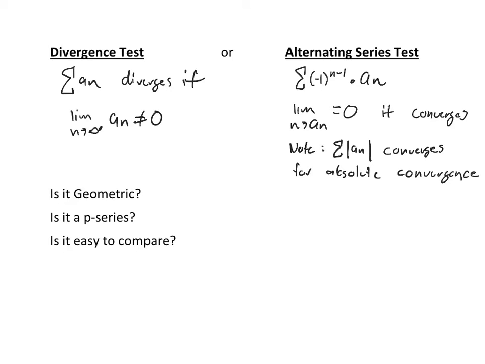So let's say you start there and you can't make any definitive statements. You can't determine if it diverges or converges yet. The next place you want to move are these three. You want to look at, is it geometric? Is it a p-series? Is it something that we can easily make a comparison to something that we know converges or diverges? So let's look at how we would use those three.